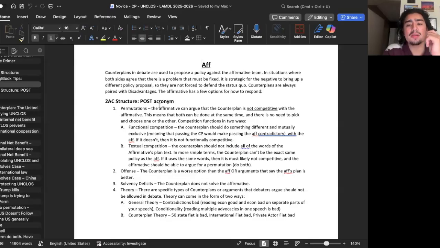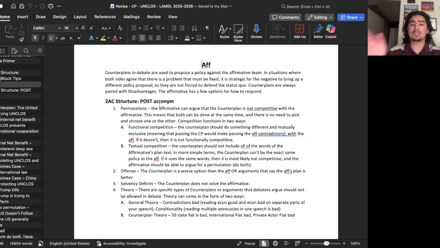The affirmative can argue that the counterplan is not competitive with the affirmative. Permutation just means that both can be done at the same time, and there's no need to pick and choose one or the other. So, for example, a permutation could just be perm do both, have the affirmative increase deep sea mining, and let's ratify UNCLOS. The counterplan is not competitive.